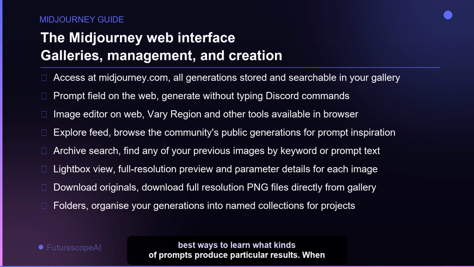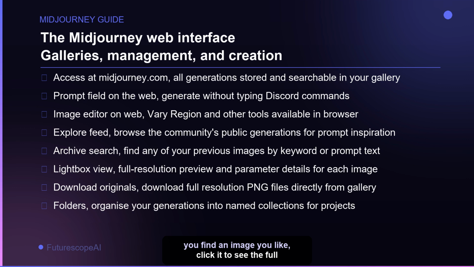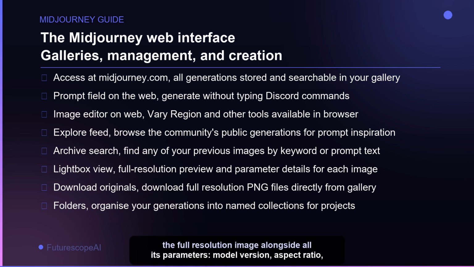When you find an image you like, click it to see the full prompt that produced it. The archive search lets you find any image you have ever generated by searching the prompt text. Lightbox View shows the full resolution image alongside all its parameters: model version, aspect ratio, stylize value, and full prompt. You can download full resolution PNG files directly from the gallery. And folders let you organize your generations into named project collections for easier management across different briefs and clients.